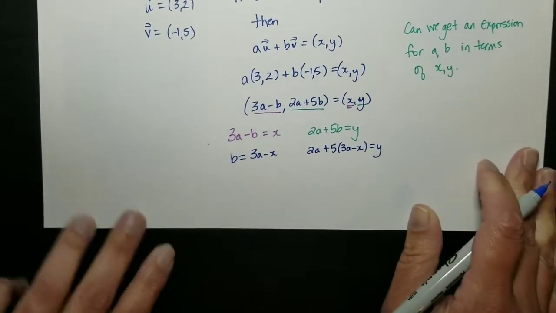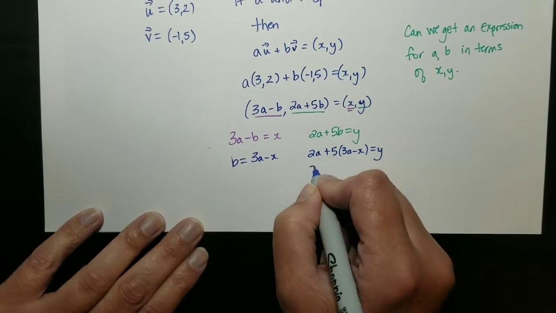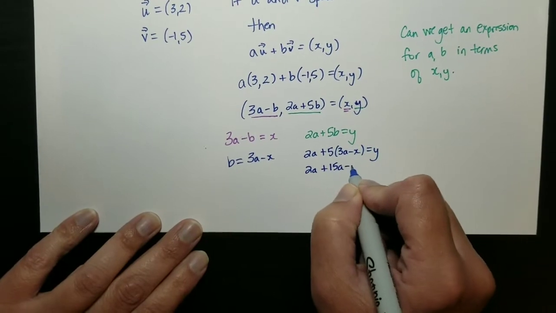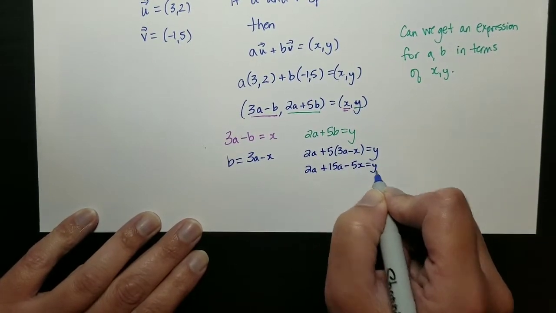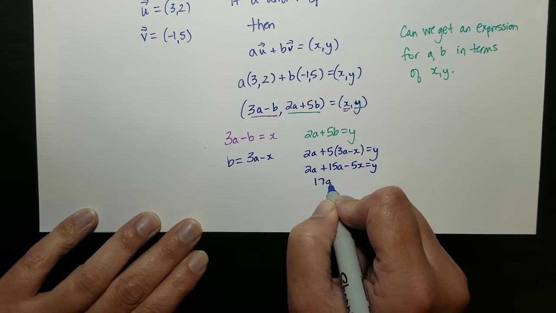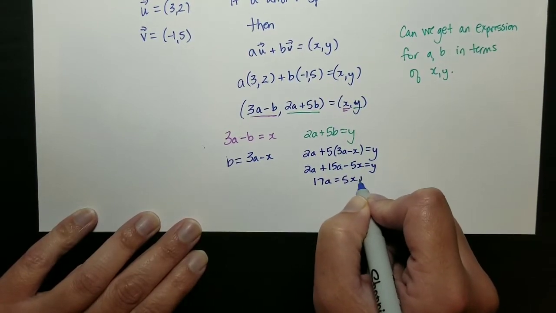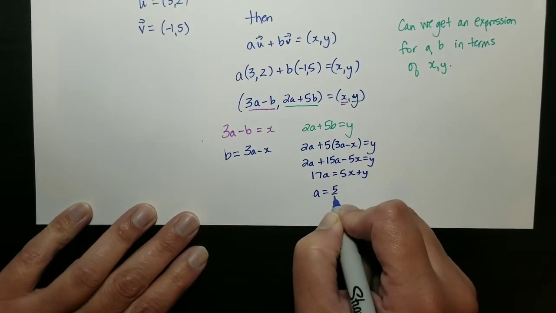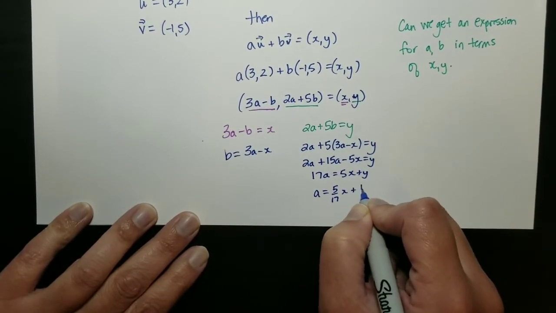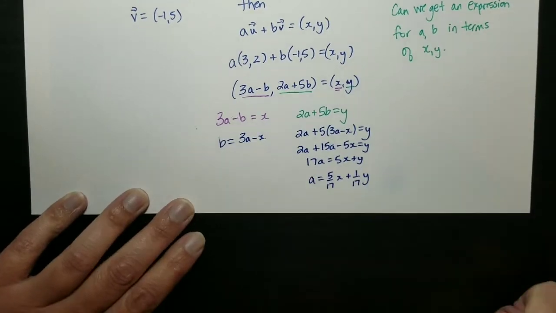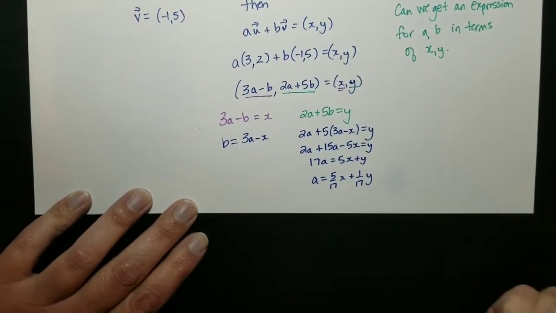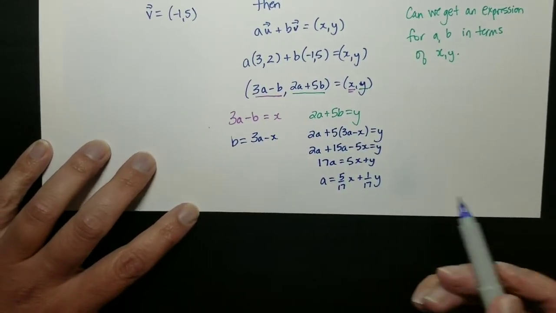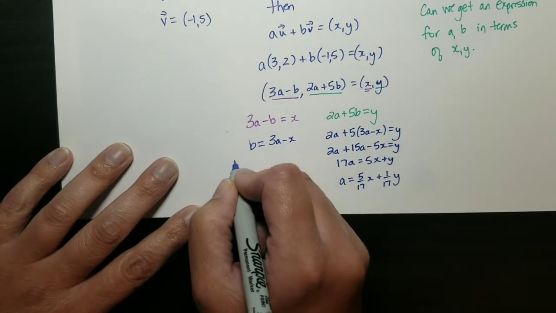I think this one gets a little bit messier than the last one. So here I get 2a plus 15a minus 5x equals y. 17a equals 5x plus y. And a equals 5 over 17 x plus 1 over 17 y. You could keep that all as one fraction, that's fine too. So again, a little bit messier, but I'll sub that back in here and solve for what b would be equal to.